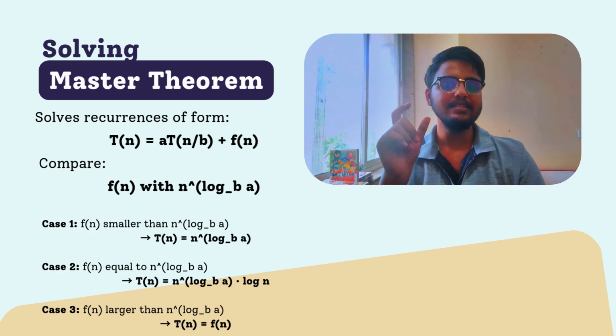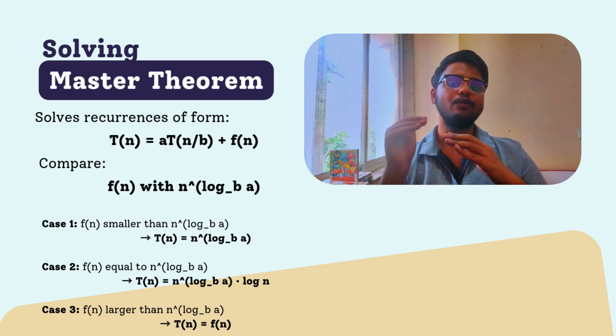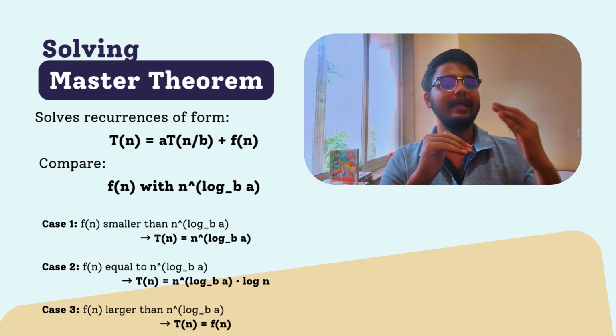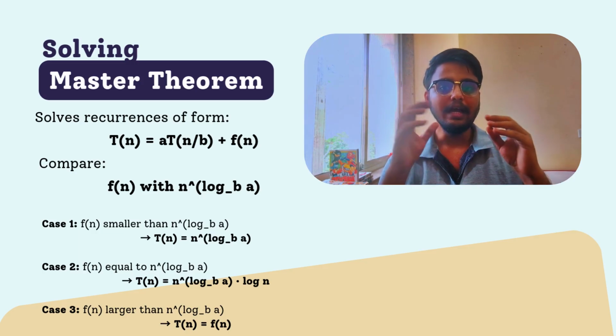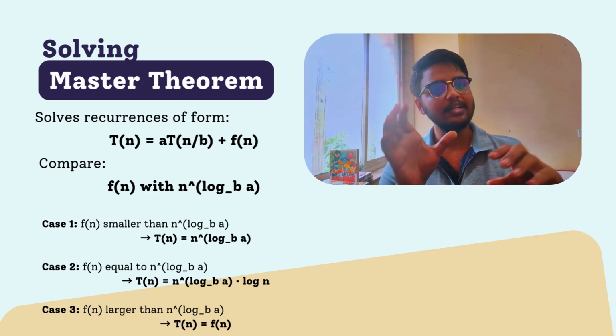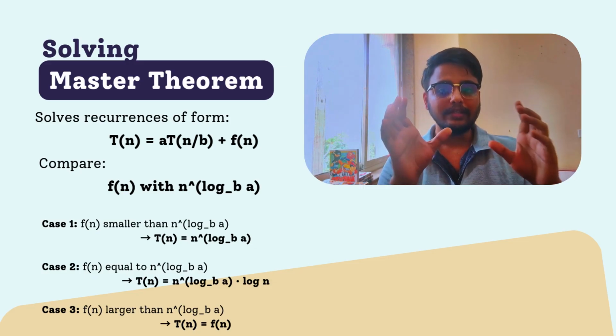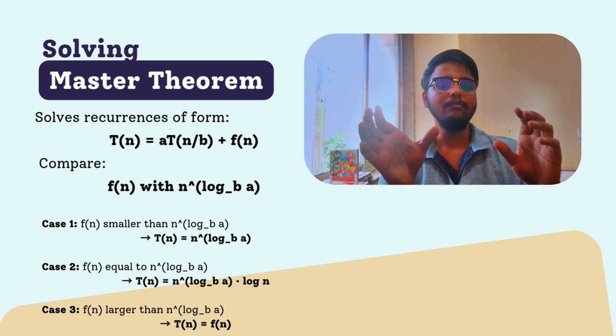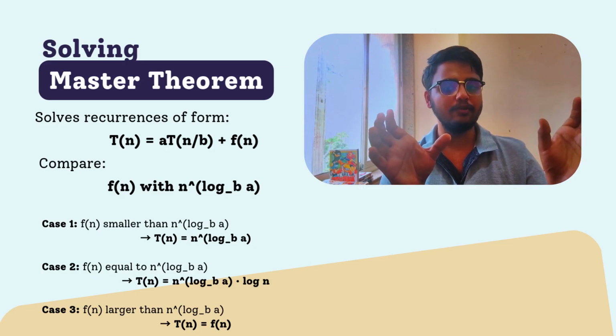So the first case is going to be f of n is smaller than n to the power log a to the base b. Now in this case, outside work is going to be less, which means the recursion is going to dominate. So think of it like small helper workload versus huge recursive workload.